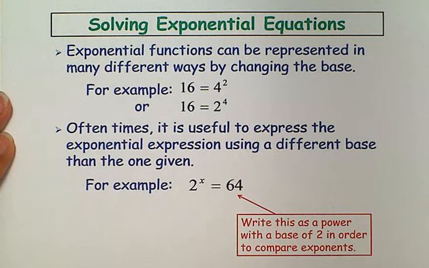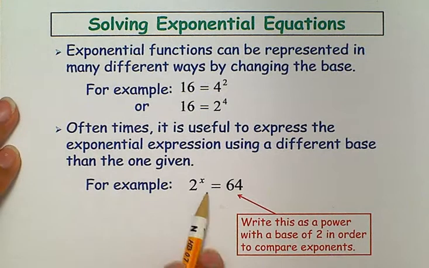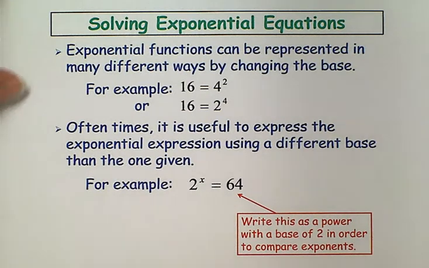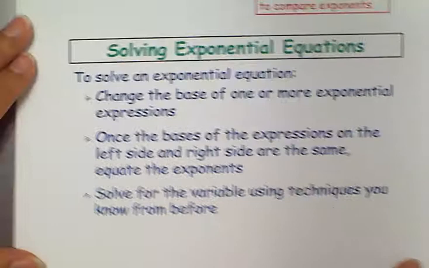Oftentimes it is useful to express the exponential expression using a different base than the one that's given. So for example, if I have 2 to the exponent x equals 64, ideally what I'd want to do is write this as a power with a base of 2 in order to actually be able to compare the exponents. Okay? So here are some steps to actually solving an exponential equation.